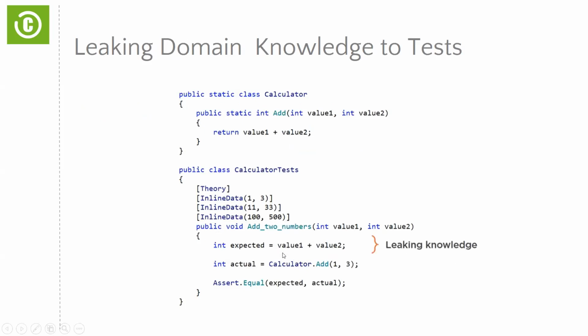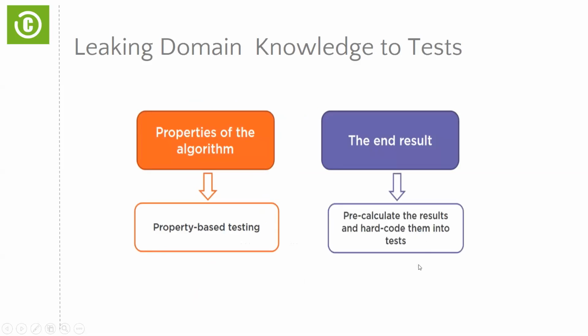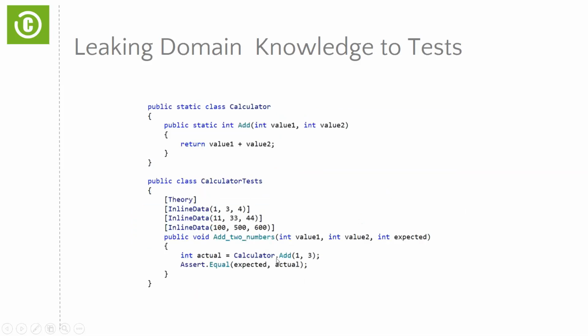But here you can see value 1 plus value 2. This is leaking knowledge, because this is the implementation detail of our actual code, the add method. So that's an anti-pattern. So what should be the solution here? Here are two solutions. You can either do property-based testing, which is not in the scope of today's session. Or you can pre-calculate the results and hard code them into your unit test. Here you can see we have pre-calculated the results and hard coded them, and then we are comparing it against the add method.